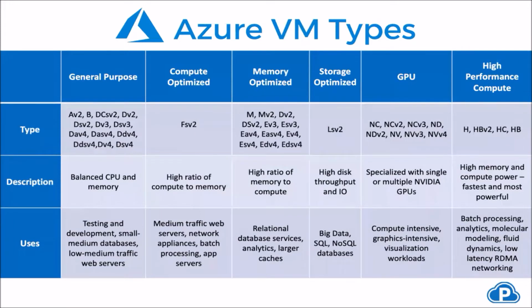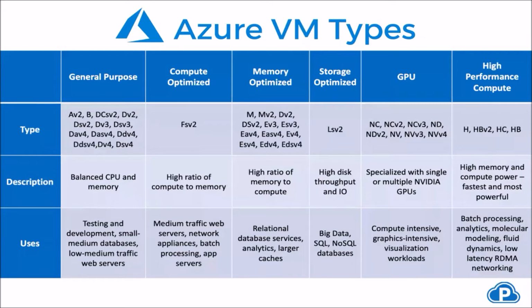Number four is storage optimized. This type of virtual machine is used for high disk throughput and input-output, or IOPS. Remember that this type of virtual machine is used when we require a high amount of storage disks. These virtual machines are used for big data, SQL, and NoSQL databases.